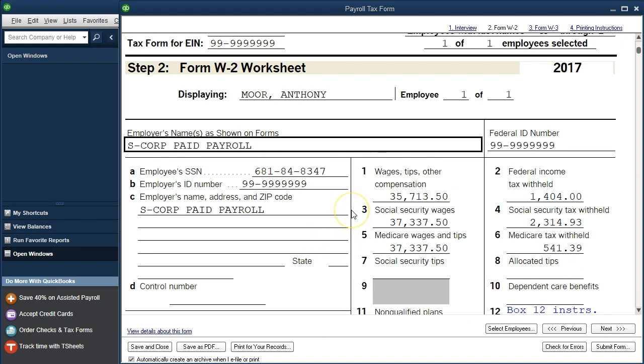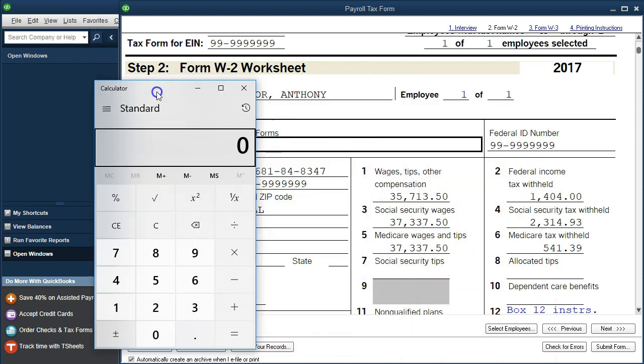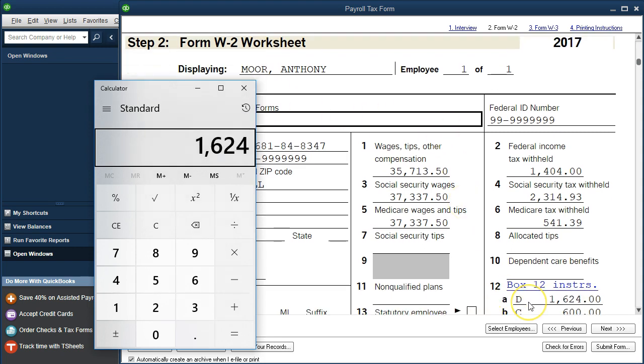These numbers are for the full year, remember, so we should be able to add up the quarterlies and get to some of these numbers here because now we have the 4 quarters. So here's the wages, and here's the wages for the Social Security. What's the difference between those two? It's going to be the 37,337.5 minus the 35,713.5, the 1624. That's the 1624 here, and that's going to be for the employee portion of the 401k plan.